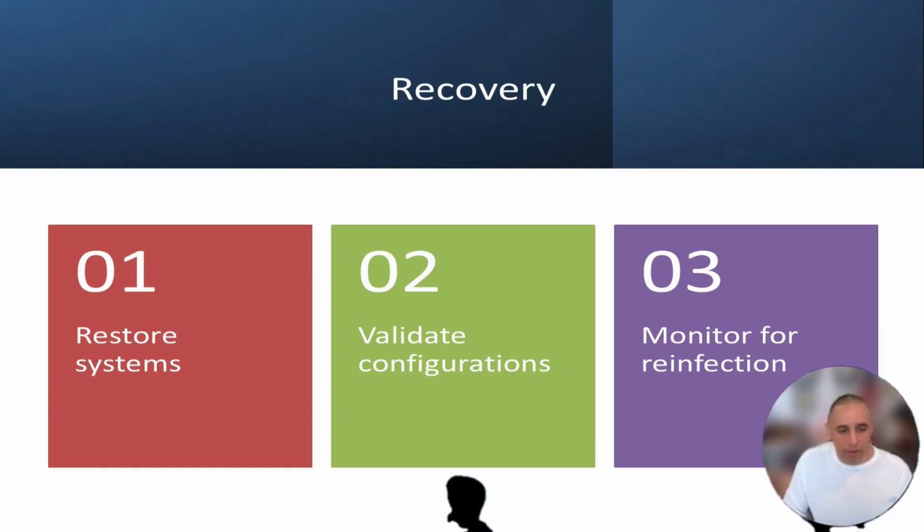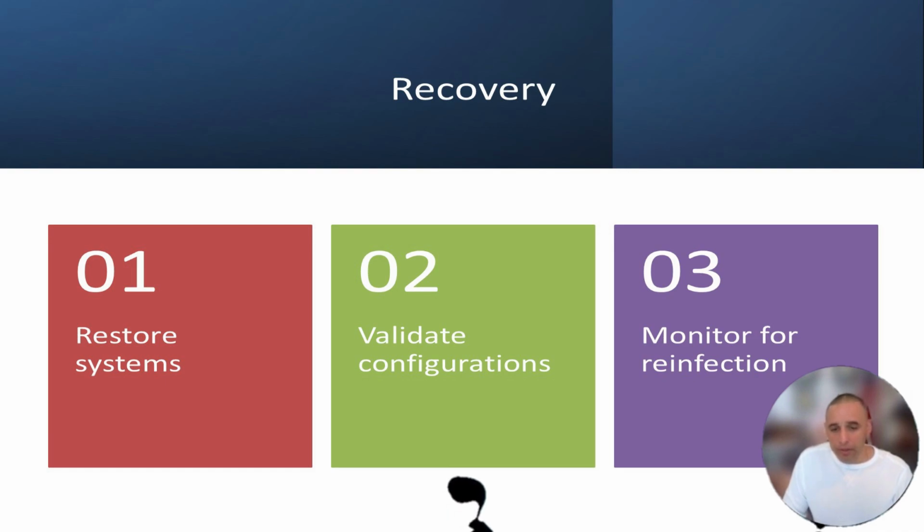Validate configurations. Once systems are restored, the next step is to ensure they are configured securely and consistently. This includes verifying security patches are applied, identity and access controls are correct, network rules and firewall policies are updated, logging and monitoring are active, and endpoint protections, EDR, XDR, are running properly. Validating configurations prevents the attacker from exploiting the same weaknesses again and confirms that recovery did not introduce new issues.